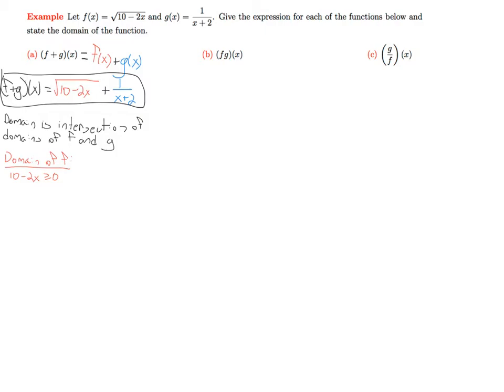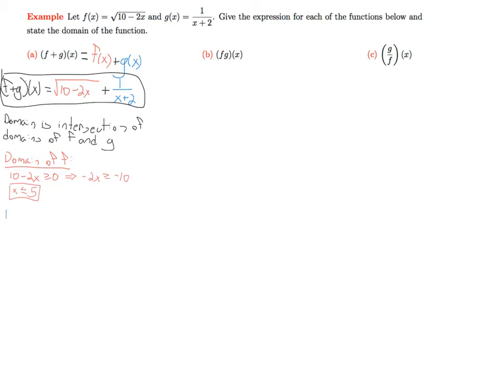So solving this inequality, we get minus 2x is greater than or equal to minus 10. And now I can divide both sides by minus 2. Just a caution, remember when we divide both sides of an inequality by a negative number, such as minus 2, we need to change the direction of the inequality. So this tells me that the domain of f is all values of x which are less than or equal to 5.